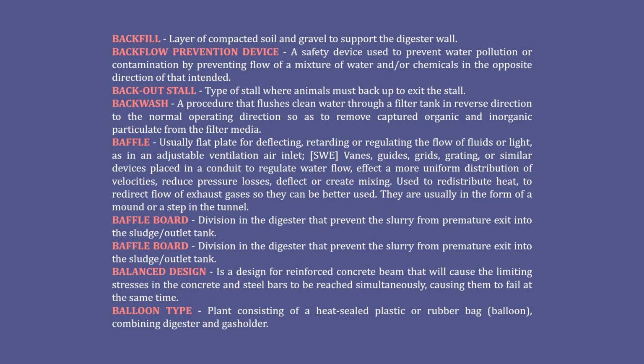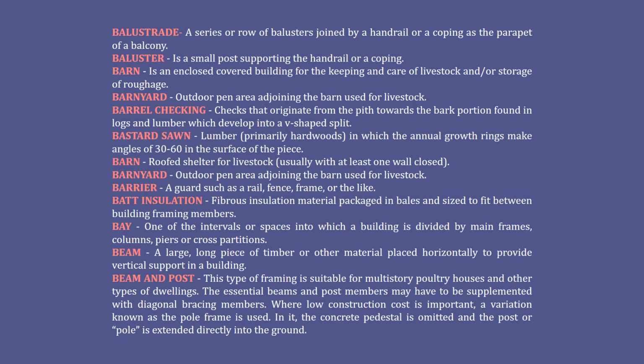Balloon type, plant consisting of a heat-sealed plastic or rubber bag balloon, combining digester and gas holder. Balustrade, a series or row of balusters joined by a handrail or a coping as the parapet of a balcony. Baluster is a small post supporting the handrail or a coping. Barn is an enclosed covered building for the keeping and care of livestock and/or storage of roughage. Barnyard, outdoor pen area adjoining the barn used for livestock.